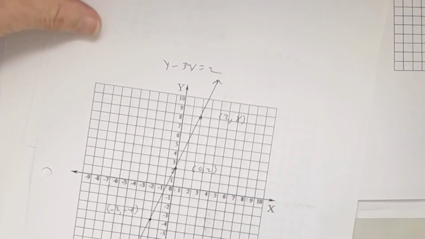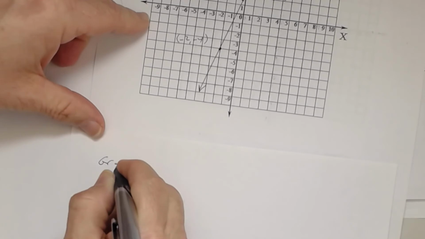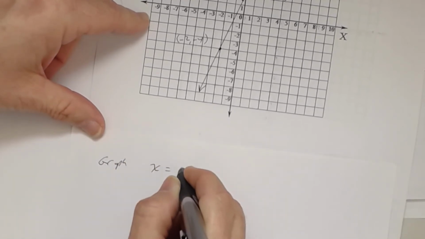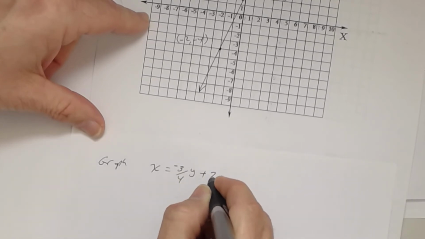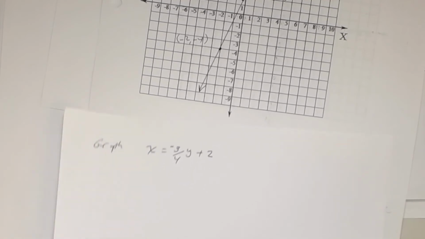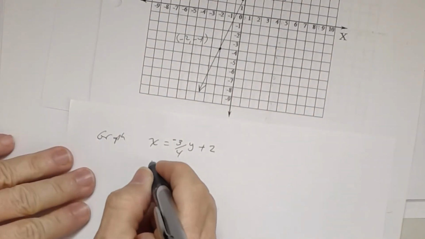All right, now, let's suppose we had this that we wanted to graph. Okay, x equals negative 3/4 y plus 2. This time, what variable is by itself? X, okay? No big deal. Remember, the easy kind of equations is when one of the variables is already by itself. So x is already by itself, so I'm going to use a t-table.